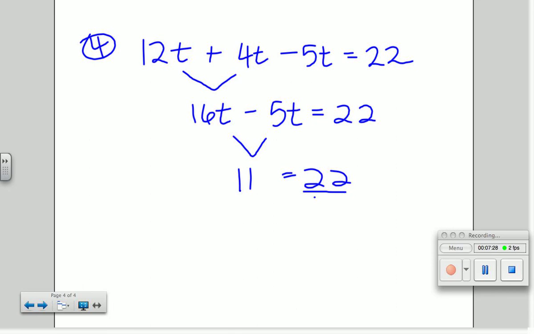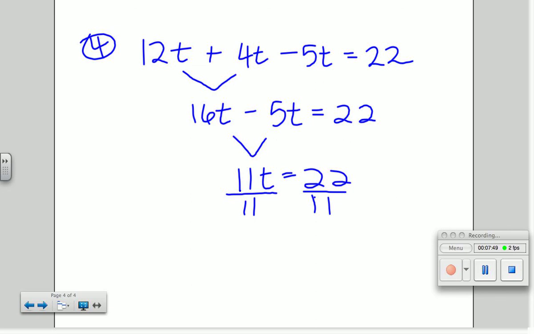So 11t is equal to 22. Now, I am multiplying in the 11 times the t, mate. So I'm going to have to now divide it if I want to get rid of that 11. And I do want to get rid of it. So I'm going to divide by 11 here, and if I divide by 11 there, then I'm going to have to also divide by 11 here.